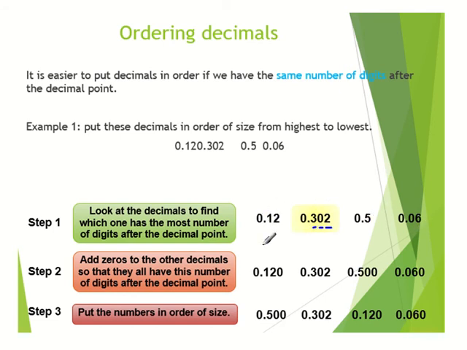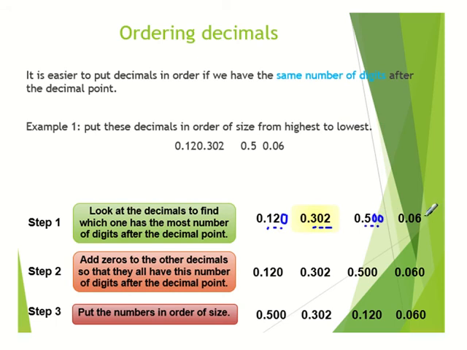So once you've figured that out, step 2 is you need to add zeros to the other decimal numbers so that they all have this number of digits after the decimal point. This one has 3, so you need to add a 0 to this one, so then that one has got 3 digits. You need to add 2 zeros to this one, so this one has 3 digits.